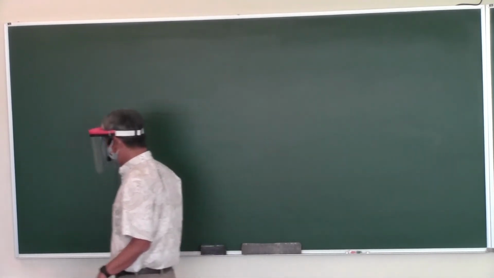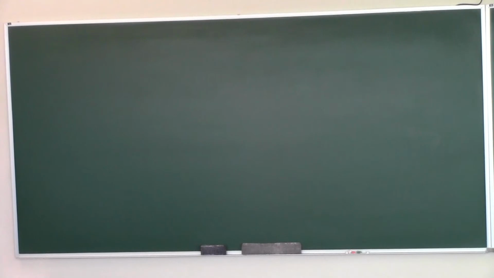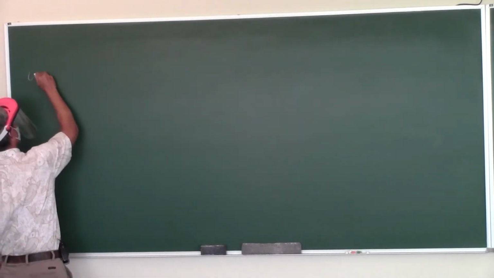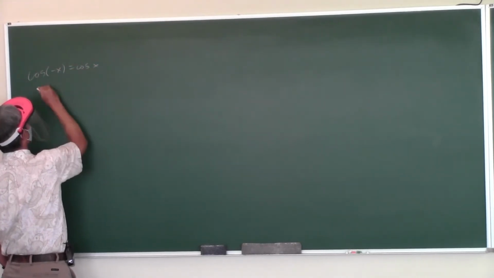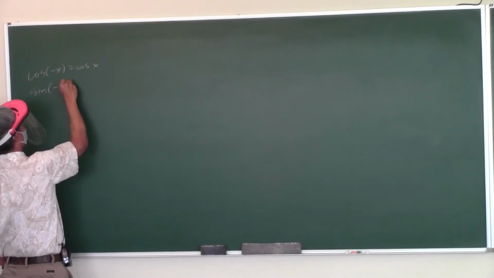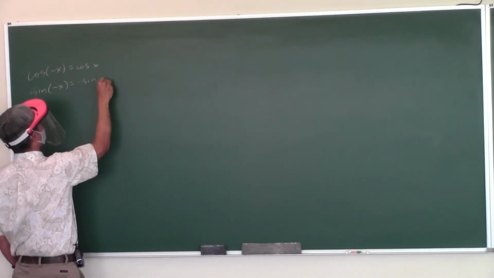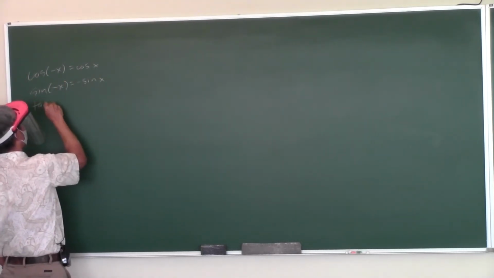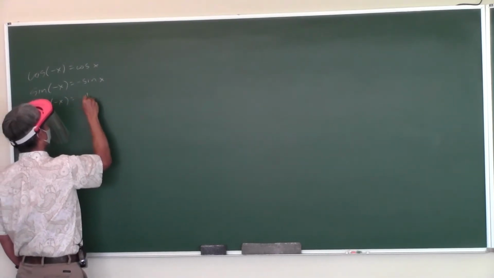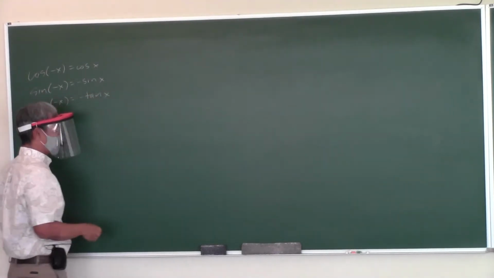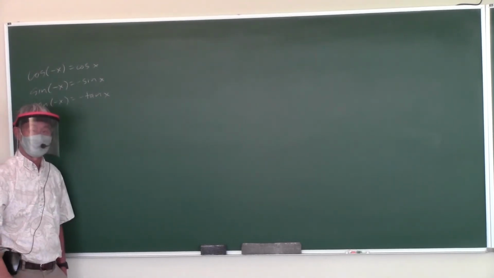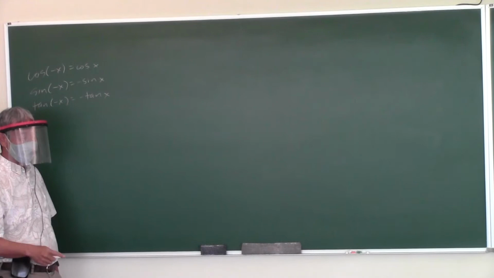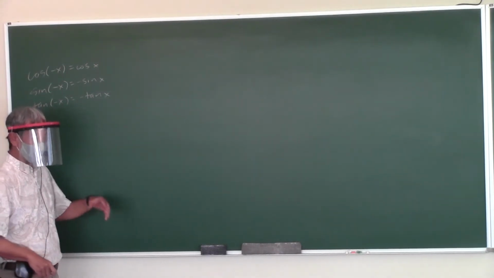Well, first, the even odd identities. I think I wrote this on the board last time. Cosine of negative x equals cosine x, because it's an even function. Sine of negative x equals negative sine x, because it's an odd function. Tan of negative x equals negative tan x, because it's an odd function. And then, of course, what was the one most important identity your teacher told you last year? If you could just remember one, which one is it?